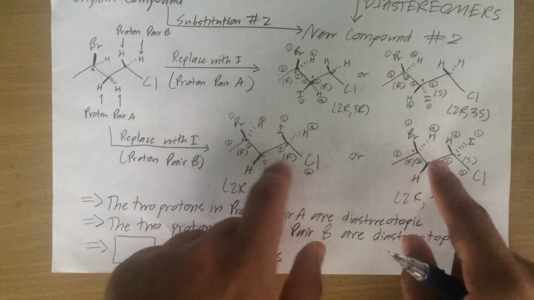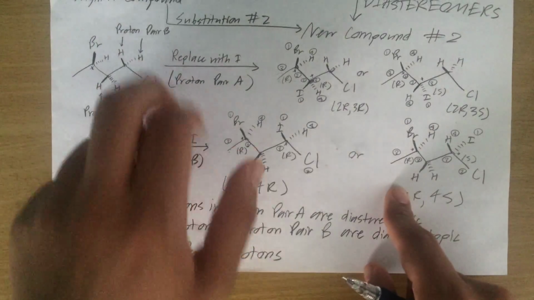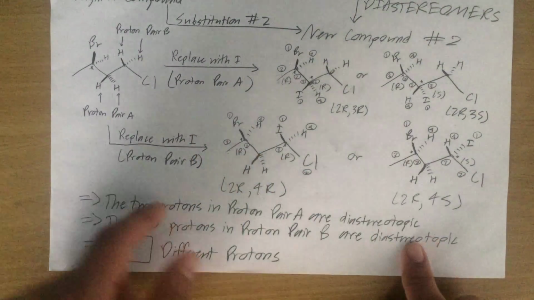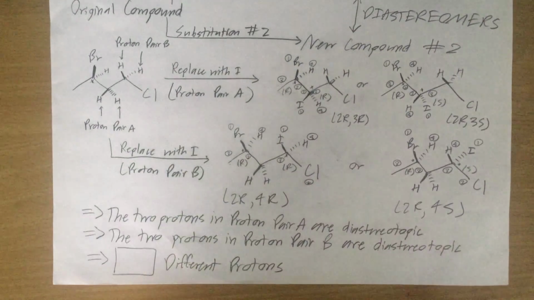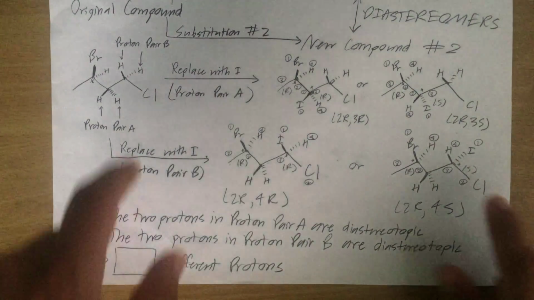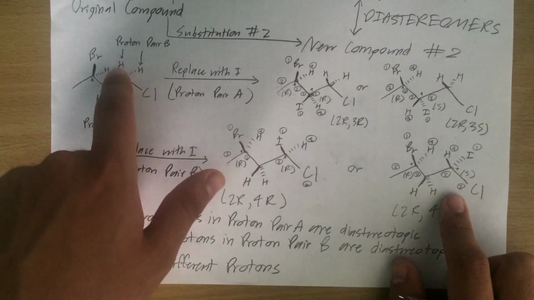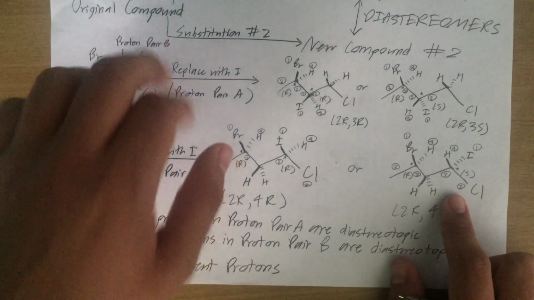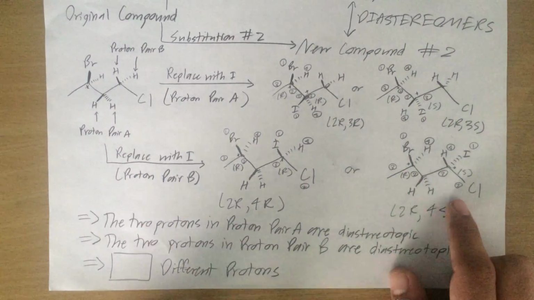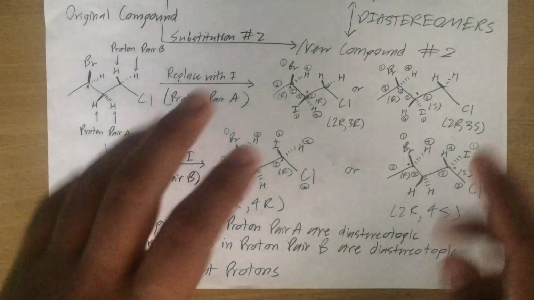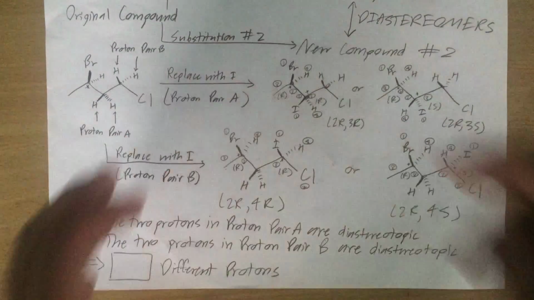So these two protons right here are also diastereotopic, okay? And we have these conclusions here. So the question is, how many different protons do we have? Well, these two protons are different, they're diastereotopic. These two protons are also different, they're also diastereotopic. So you have 4 different protons. You might be tempted to say, oh, we've got 4 different protons total. That's not true. My question is, how many different protons do you have in your entire compound?